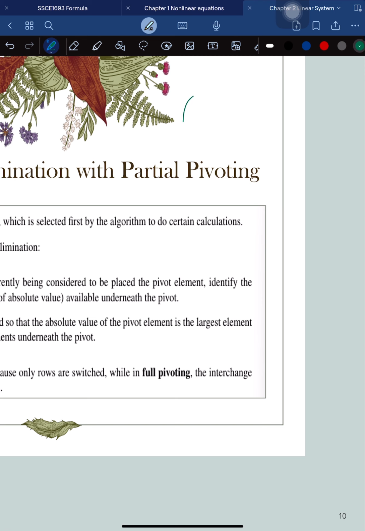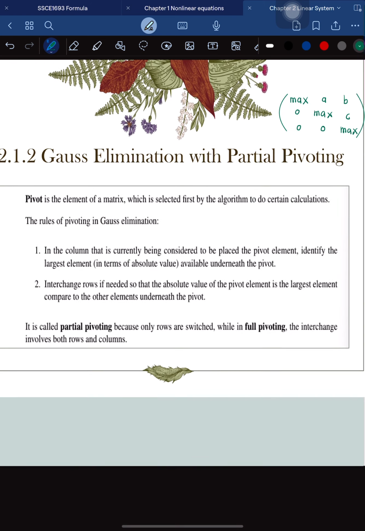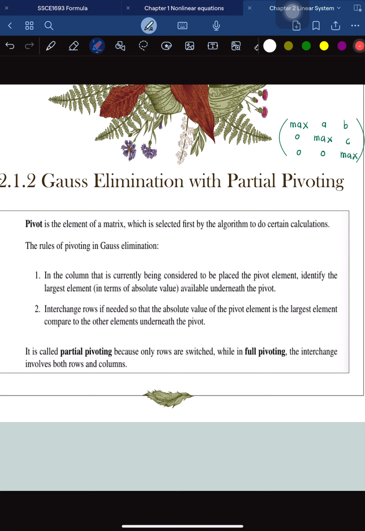For partial pivoting, again you need to apply the ERO, elementary row operations, but now you have to reduce your matrix so that the diagonal is the maximum number for each column. The elements below the diagonal should be 0. So for the Gauss elimination method, the diagonal should be 1. But for partial pivoting, the diagonal should be the maximum for each column. But the maximum must be in terms of the absolute value.